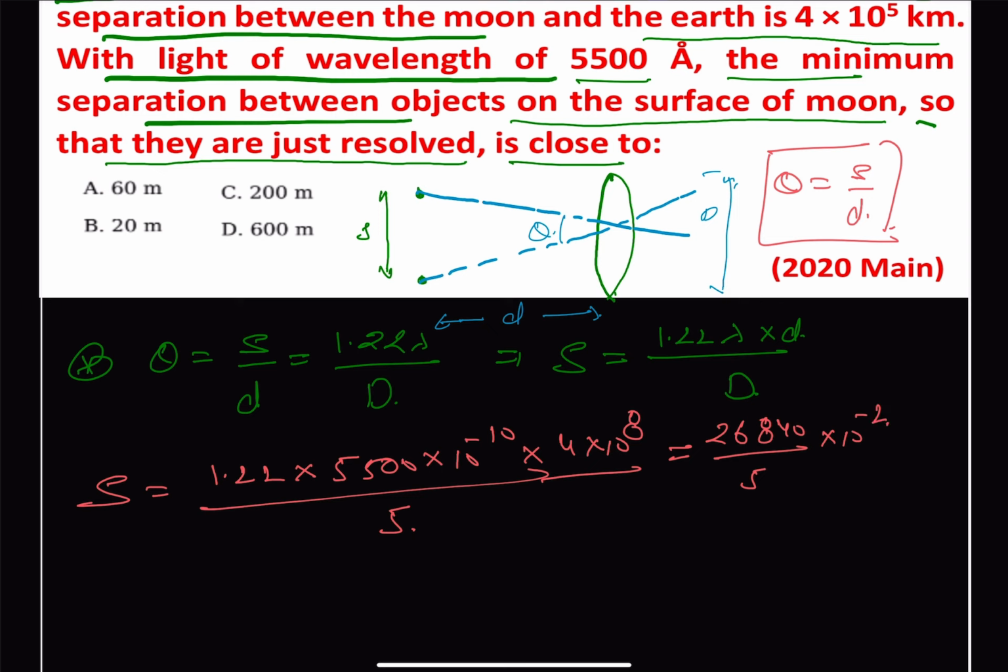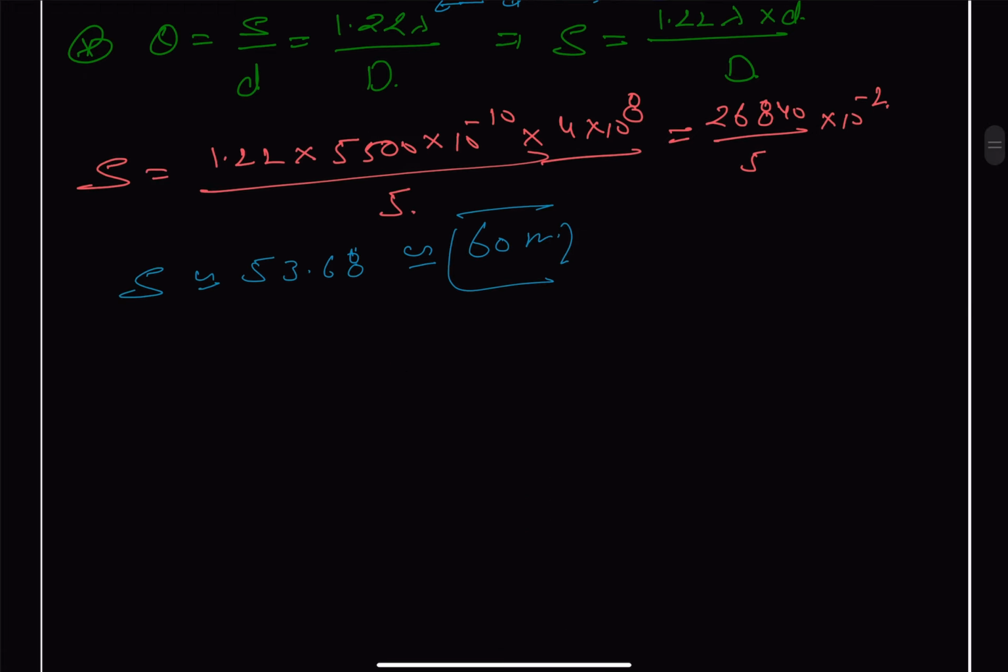Therefore we can get our s is approximately equal to 53.68 meters, and we can just approximate it equal to 60 meters. So option number A is the correct one. Option A is correct. Next question.